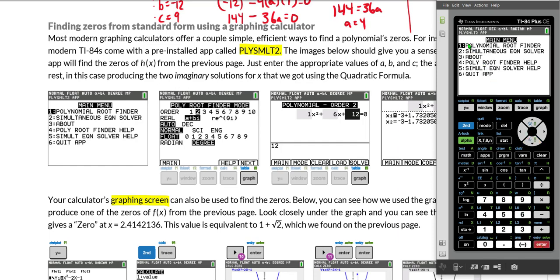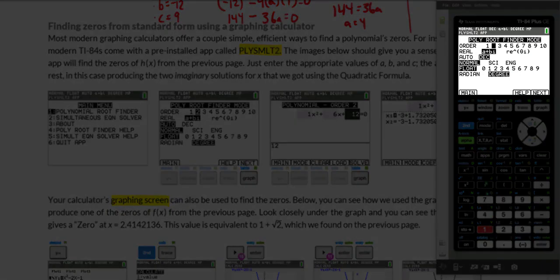So this app, the PLYSMLT app, does two major things. Numbers 1 and 2: polynomial root finder, that's the one we're going to want here, and a simultaneous equation solver. We talk about that in a different section of the manual. So number 1, polynomial root finder. For those of you that have been watching these videos for the quadratic section, you know that everything that we have been doing up until this point has been finding roots or zeros. Roots and zeros are synonymous of a type of polynomial function, namely quadratic functions. Quadratics are a type of polynomial. So what we want to do is find the roots of a polynomial, which is why we're using the polynomial root finder. So we hit number 1.